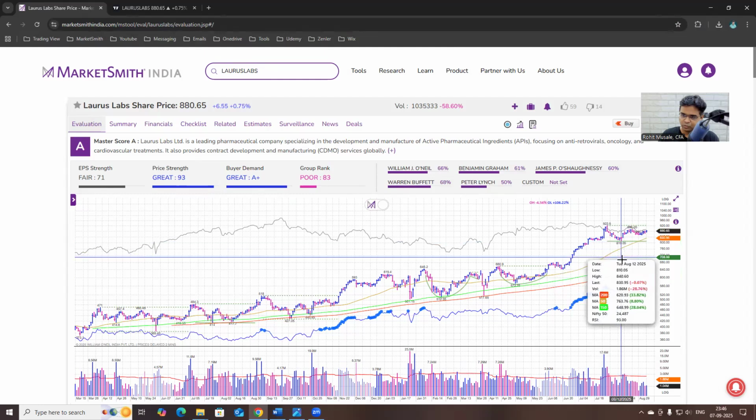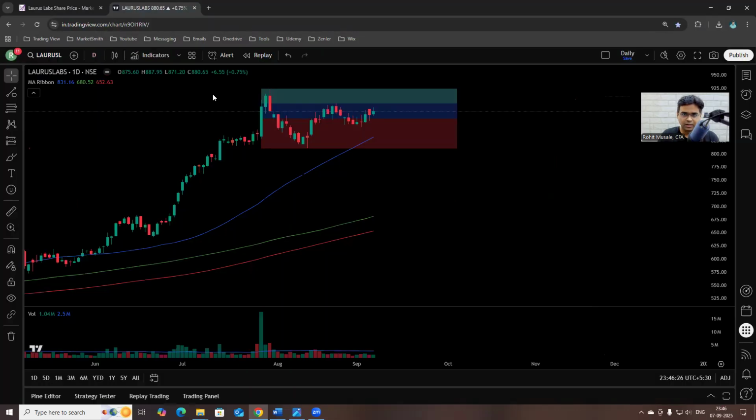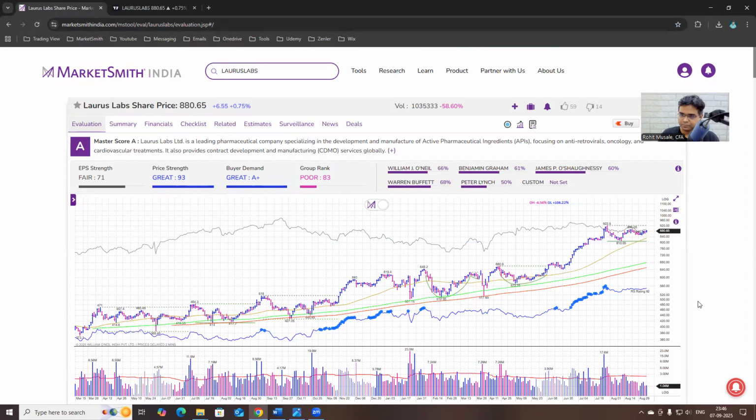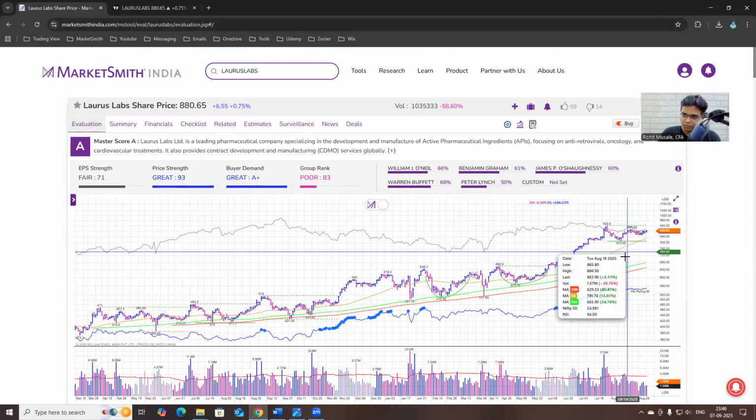Pivot is 922.50, which is the high of this candle. 922.50, the high of this candle. That's where the breakout could happen, right? By the way, Loris Labs, I already rejected. You can check my previous video. So the pivot point is there.